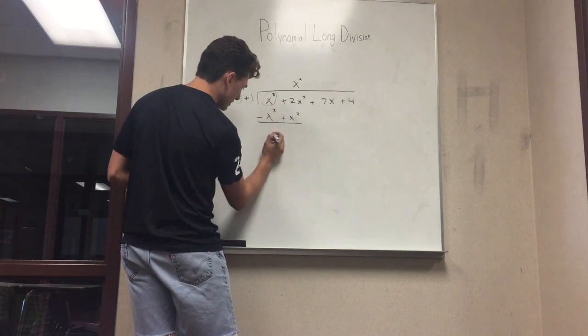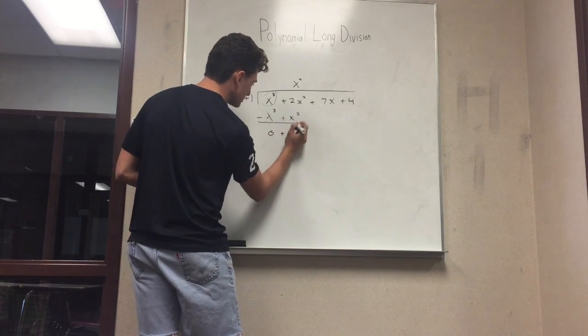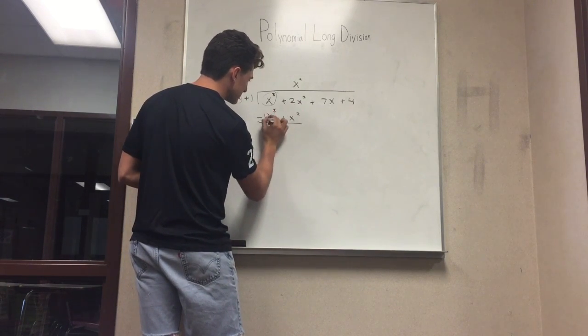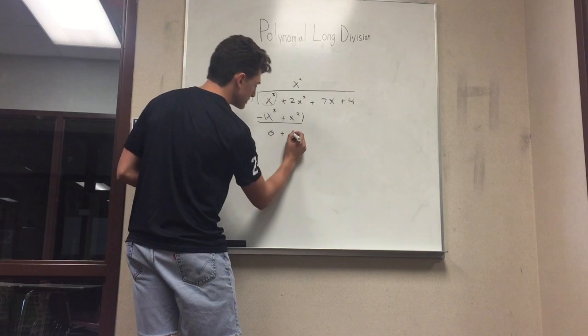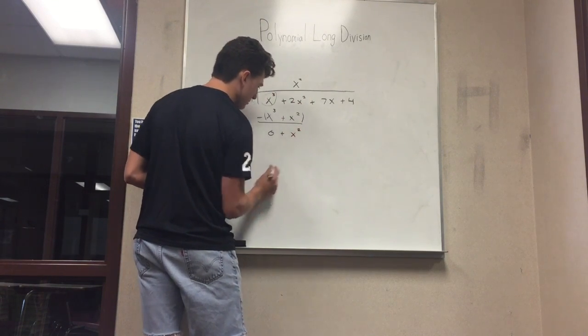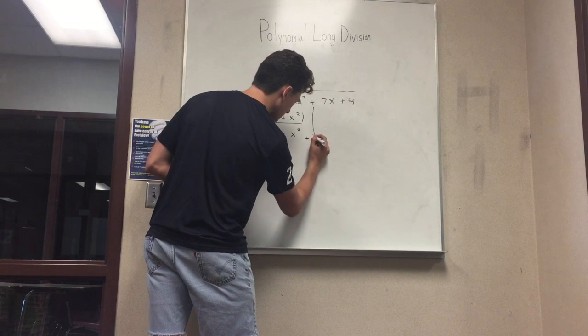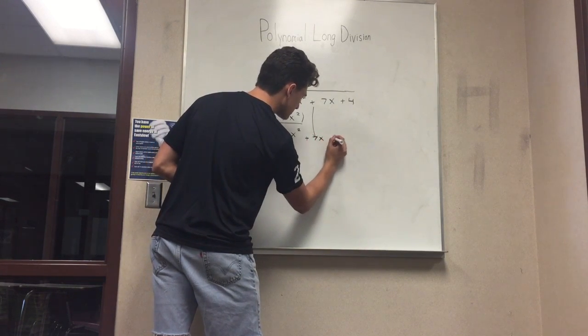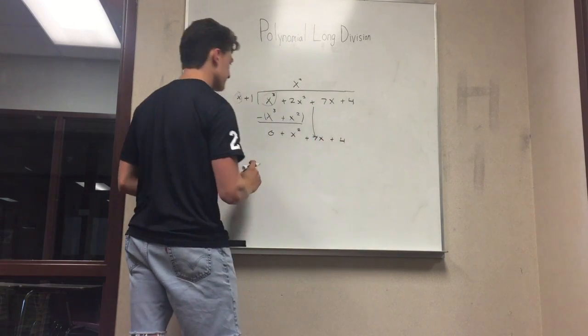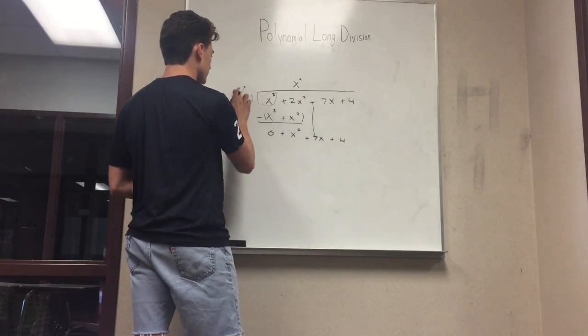So then after subtracting, you'll have 0 plus, this is also negative as well, plus x squared. And then all of this moves down. So it's plus 7x plus 4. So that's how you get your first factor.